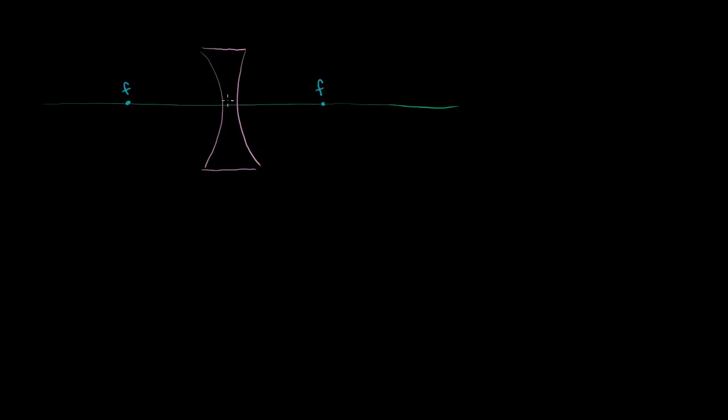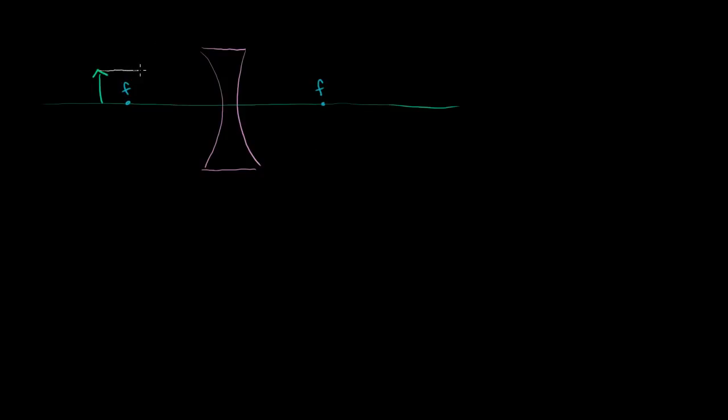Now let's think about what's going to happen if I put an object someplace on the left side of this concave lens. So let me just stick it right over there. Like always, we'll do our two rays. I'm going to do one that's parallel to the principal axis, and then one that does not get refracted, so it goes right through the center of the lens. And let's think about what happens.